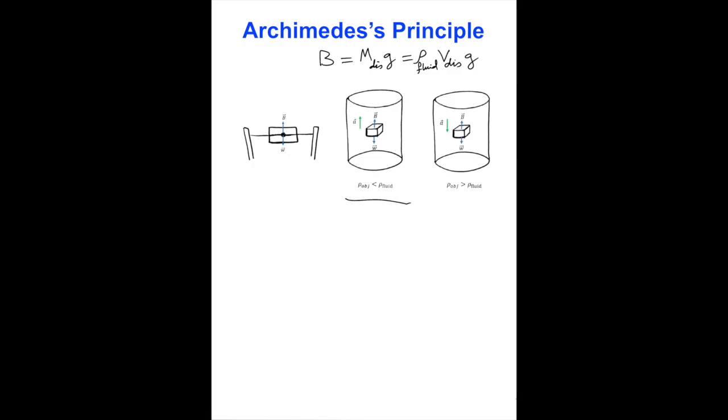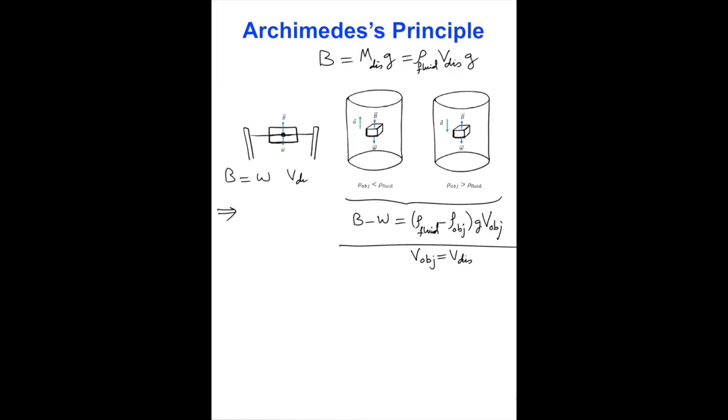So in this case, when the object is fully immersed, the resultant force of the buoyant force minus the weight is given by this equation. And here the volume of the object is equal to the volume of the displaced fluid. And in the case of a floating object in equilibrium, the buoyant force is equal to the weight, and the volume of the displaced fluid is not equal to the volume of the object, and this gives this equation.